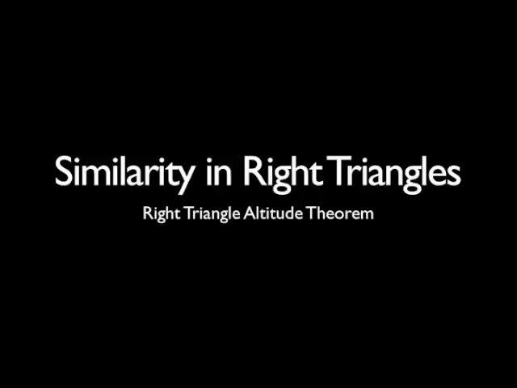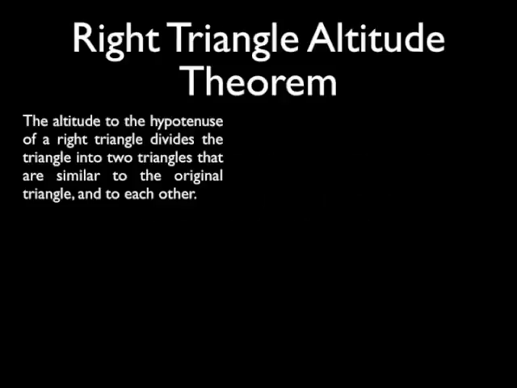We've been talking about similarity between figures, but sometimes within a figure itself there's some interesting similarity that occurs, particularly with right triangles. Let's talk really quick about what happens when you draw an altitude from the right angle to the hypotenuse. We get the right triangle altitude theorem. This states that the altitude to the hypotenuse of a right triangle divides the triangle into two triangles that are similar to the original triangle and to each other.